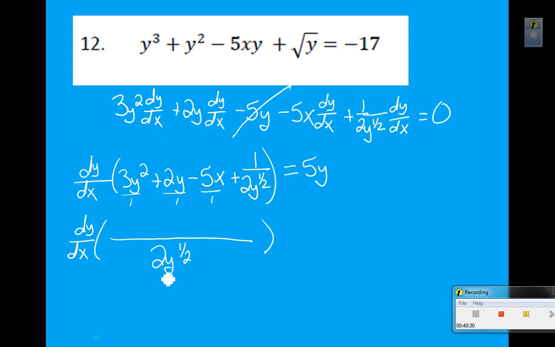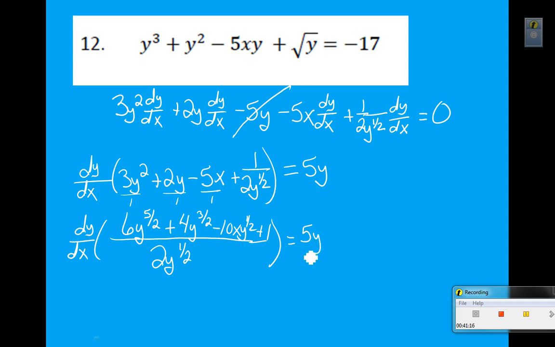So 3y squared times 2y to the 1/2 is going to be 6y to the 5/2, plus, looks like I need to multiply the 2y by the 2y to the 1/2. That's going to be 4y to the, add your exponents, 3/2, minus 5 times 2, so I got 10xy to the 1/2. And then to go from here to here, I don't need anything.